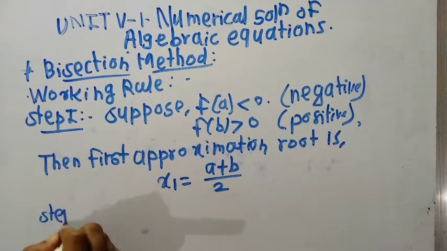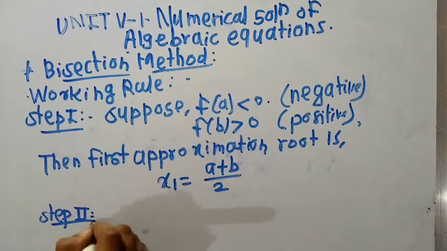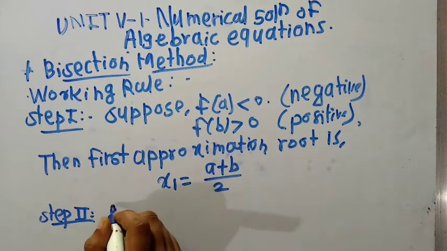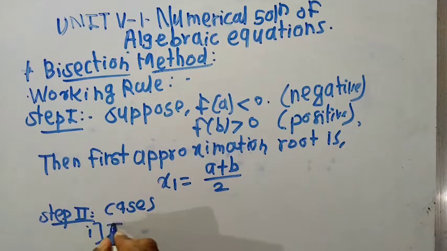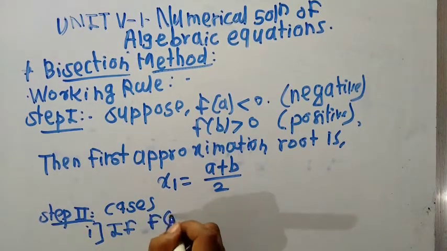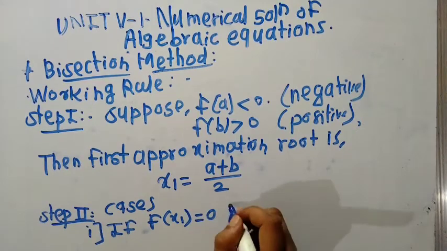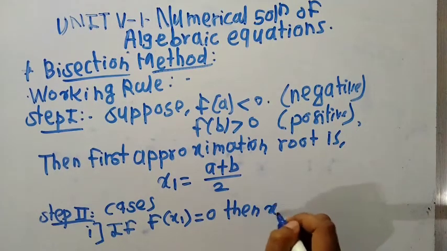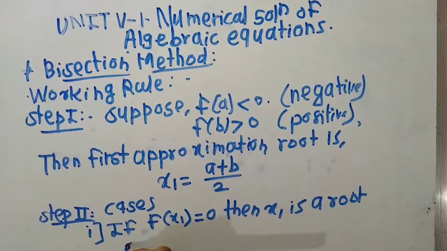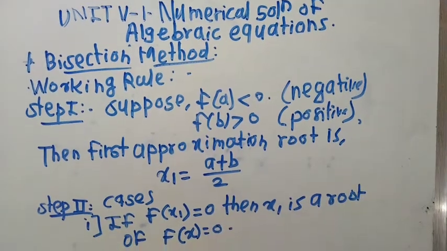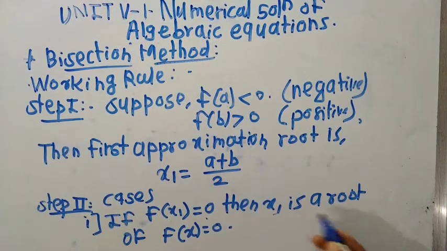Then step second, there will be following cases. First is if f of x1 is equal to 0, then x1 is a root of f of x is equal to 0. Means f of x1 is 0, then x1 is the root of f of x is equal to 0.